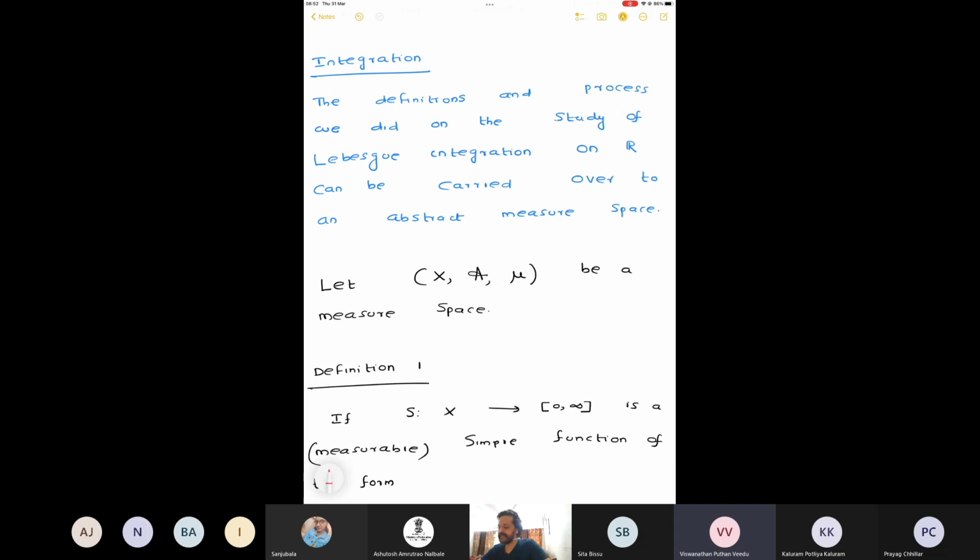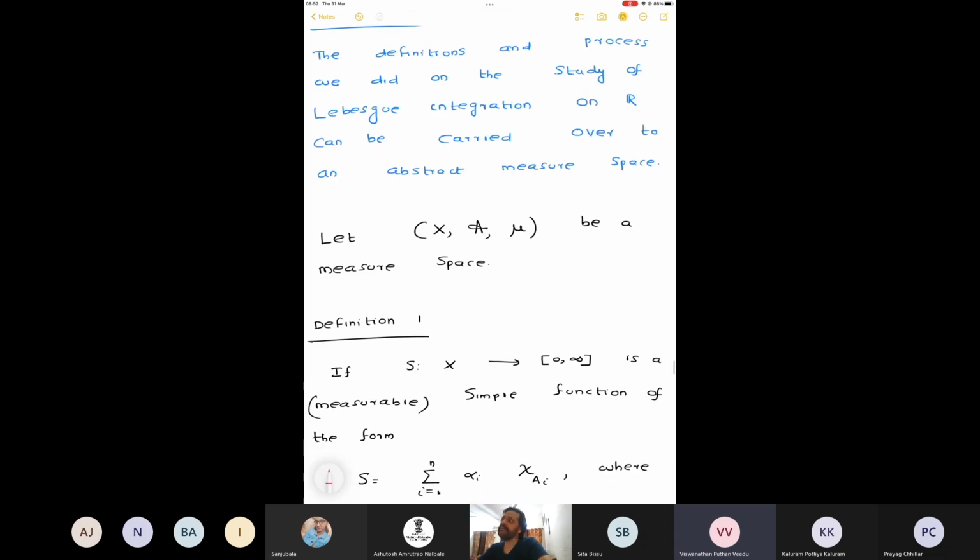So suppose you have a measure space. How did you define integration there? First you define it for simple functions, then you define it for non-negative functions, and then you extend it for any real valued or complex valued function. Yes or no? Yes, sir. What was the domain? Measurable space. Measure space.